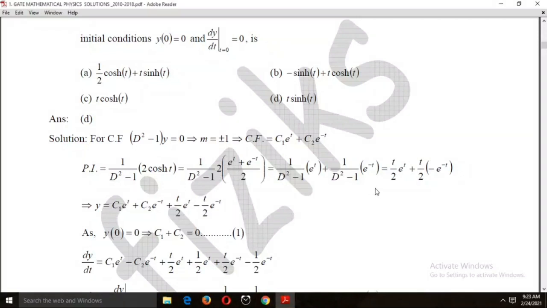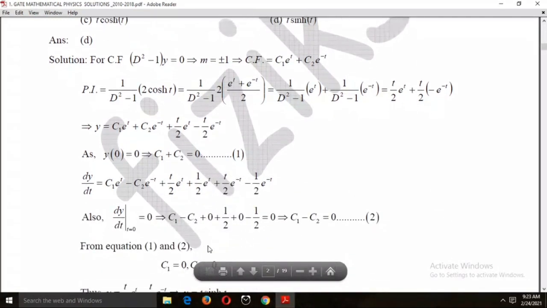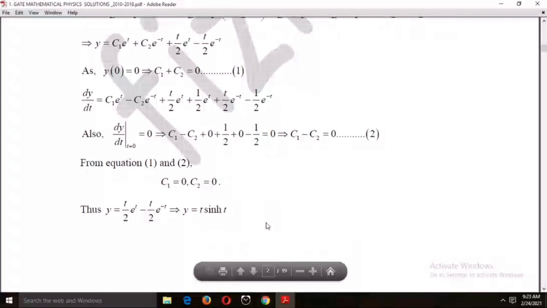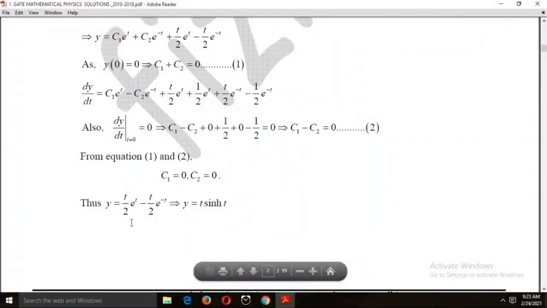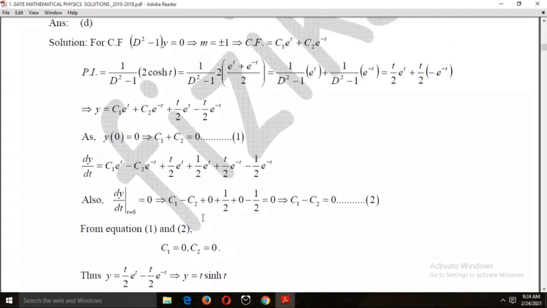After calculating it, we get t by 2 e raised to power t plus t by 2 e raised to power minus t. Then we put in the boundary conditions and calculate the values of c1 and c2, and here both c1 and c2 are 0. So y will be t by 2 e raised to power t minus t by 2 e raised to power minus t, and it can be written as t hyperbolic sin t. So our option D will be correct.